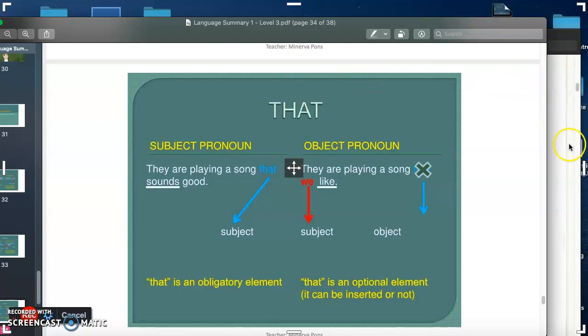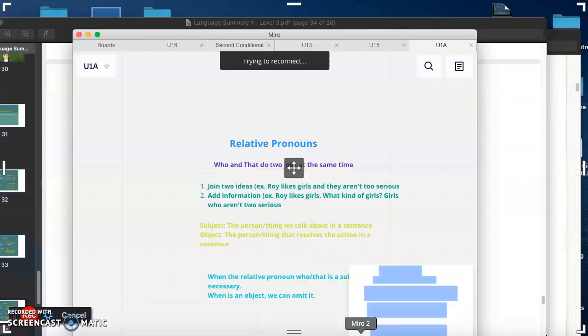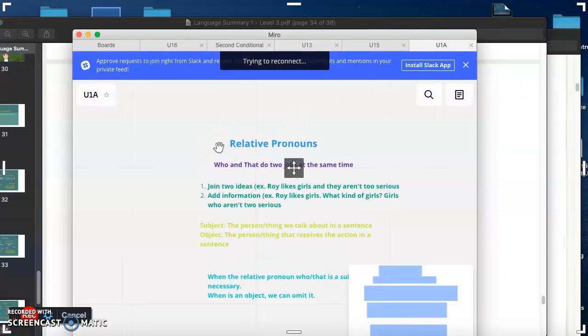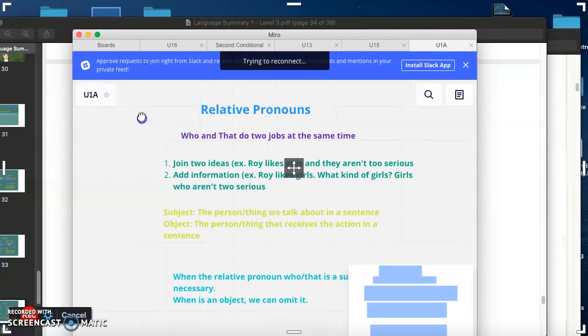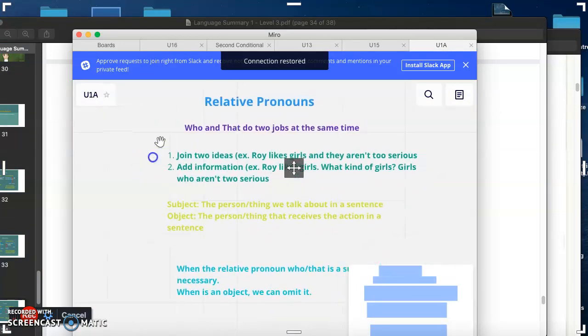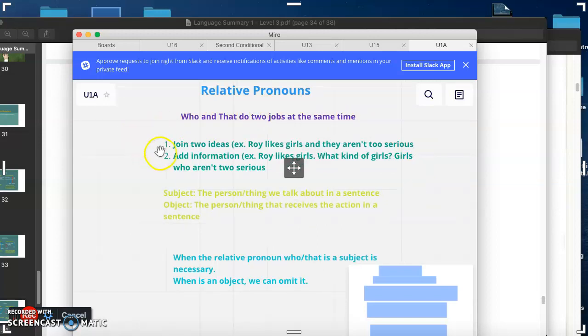Either way, there is another extra piece of information I would like to show you in here. So here we have the relative pronouns again. We say who and that have two jobs at the same time. The first job is to join two ideas, and the second job is to add information in a sentence.